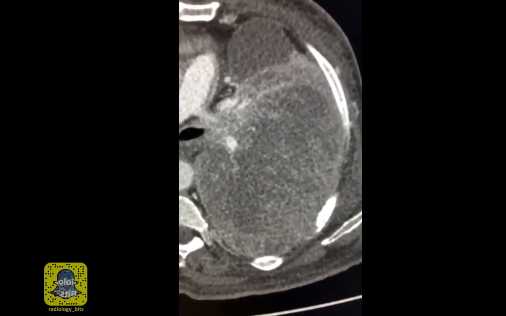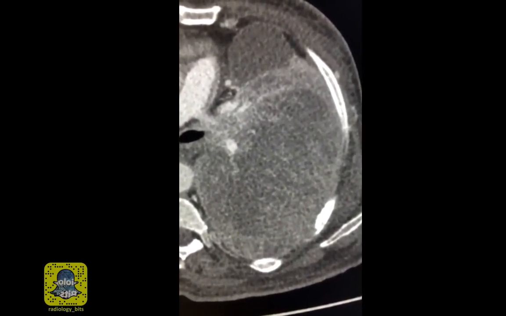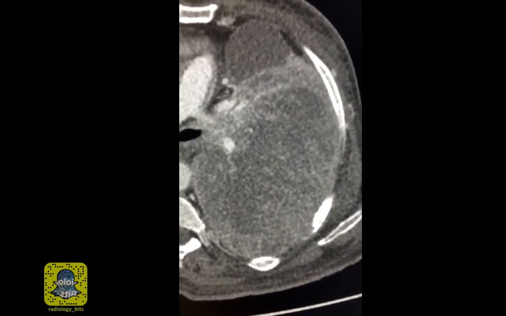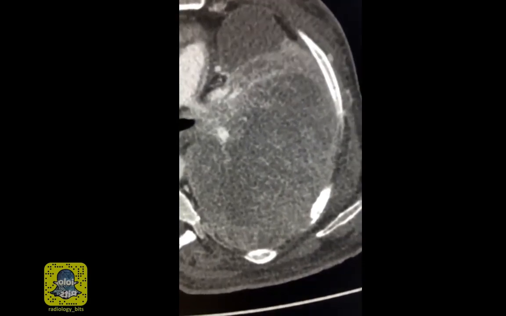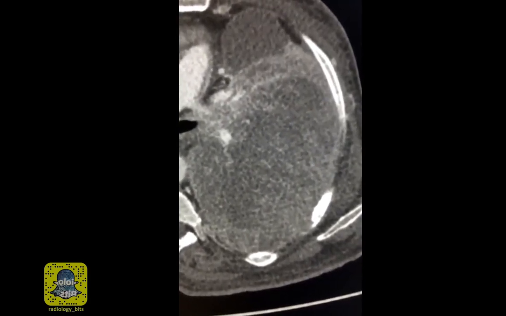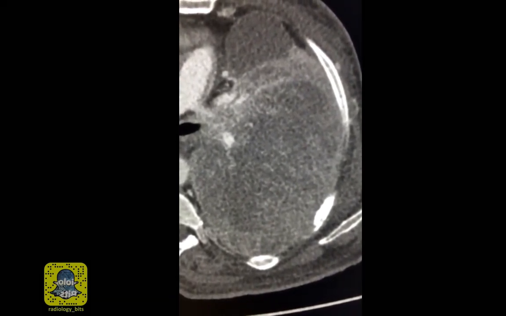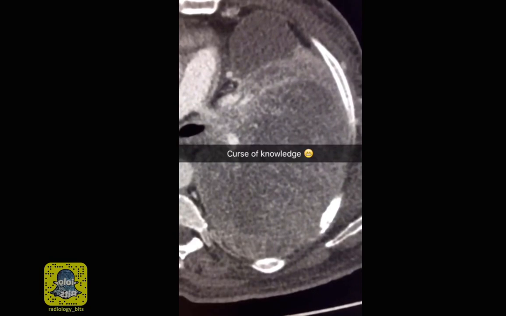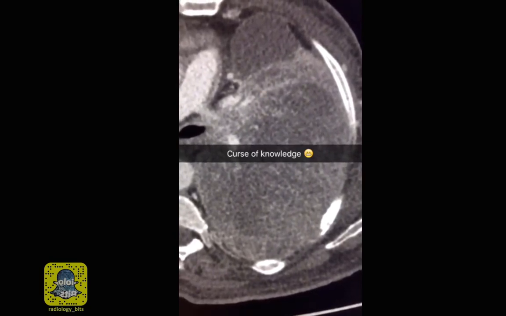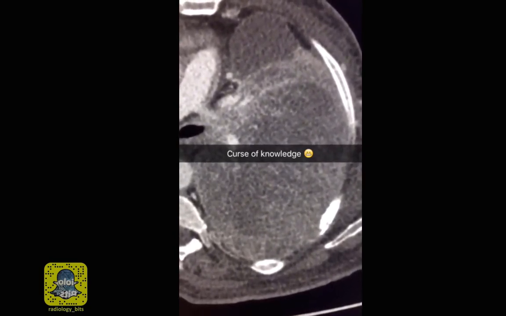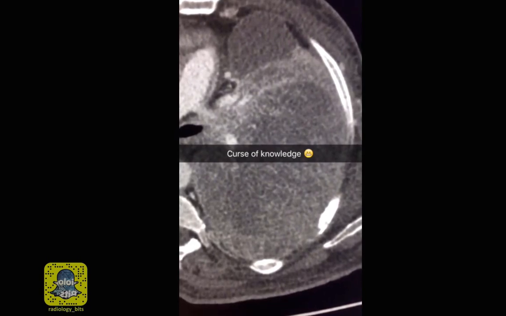However, in many cases, when we show such cases in exams or rounds, senior residents tend to think differently. They forget that what's common is common, and since they know more, they try to become more fancy with the differential diagnosis. This is the problem with knowing more, the curse of knowledge. It happens to us all, but we have to remind ourselves with the basic rules.